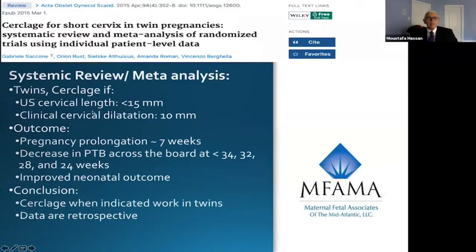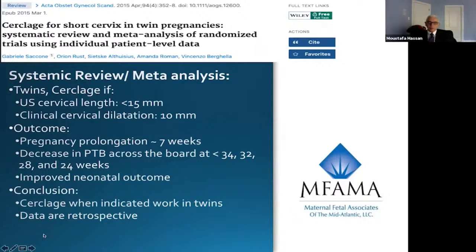Now, this is a systematic review and meta-analysis of twin cerclage. This is good because this meta-analysis also included twins where, by digital examination or speculum examination, the cervix was 10 millimeters or more dilated, 1 centimeter or more. The outcome was pregnancy prolongation of about 7 weeks in the group that had the cerclage, a decrease in preterm birth across the board at 34, 32, 28, and 24 weeks, and improved neonatal outcome. Conclusion: cerclage works when indicated in twins.